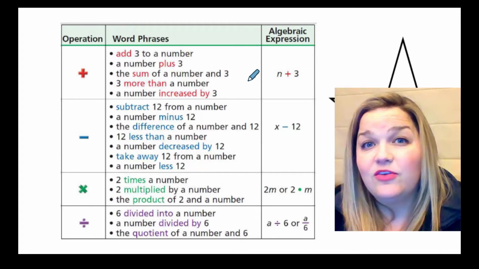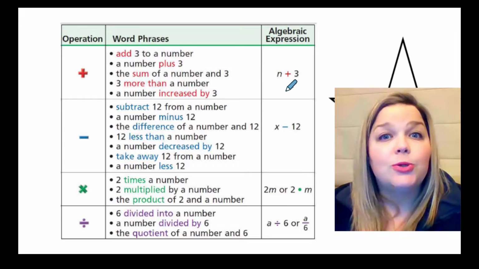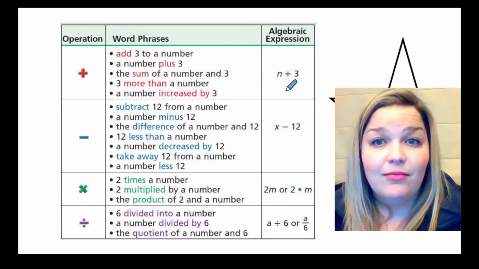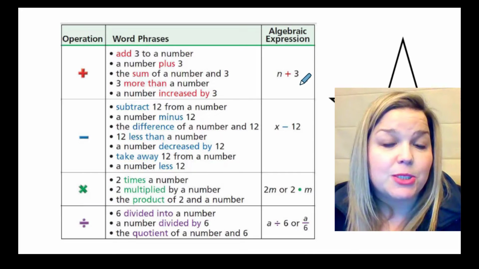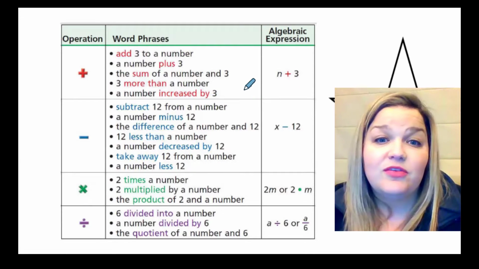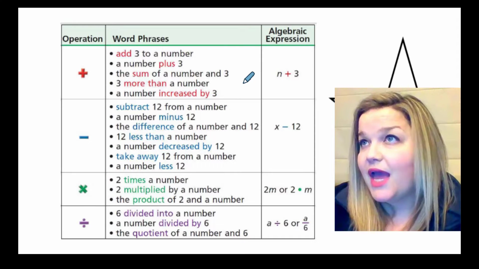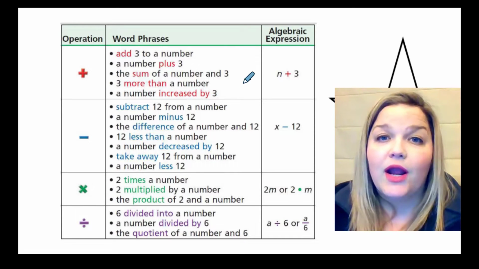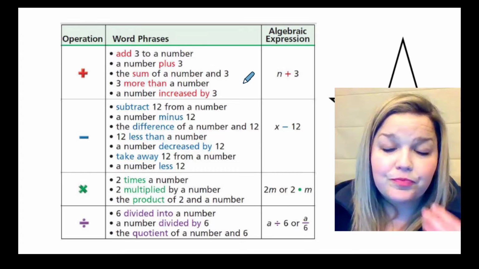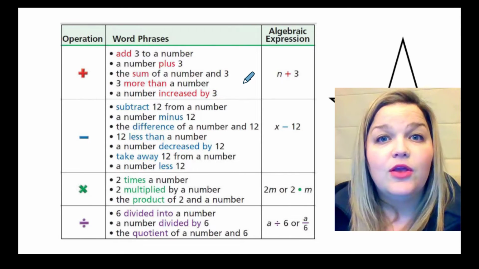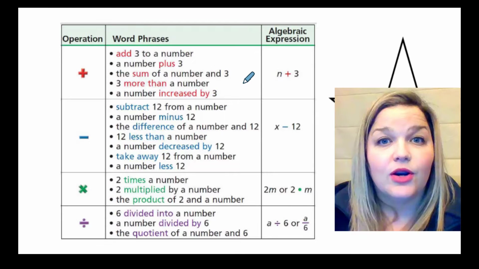And if they didn't give you a specific variable, you can choose the variable. So in this situation, they didn't actually say n, but we can see in our algebraic expression they used n. But sometimes they will give you a specific variable. So they might say x plus 3 or x increased by 3. And in that situation, if you are given a specific variable, you should use the variable that you were given.